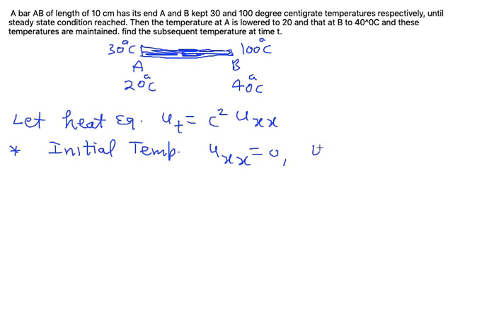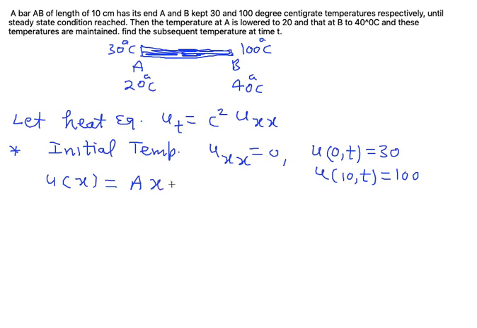So you can say u(0,t) equal to 30 and u(10,t) equal to 100. It is clear this is a second order differential equation. You can integrate twice and you will get u(x) only. This is a function of x only, so it is ax plus b. This is the general form.